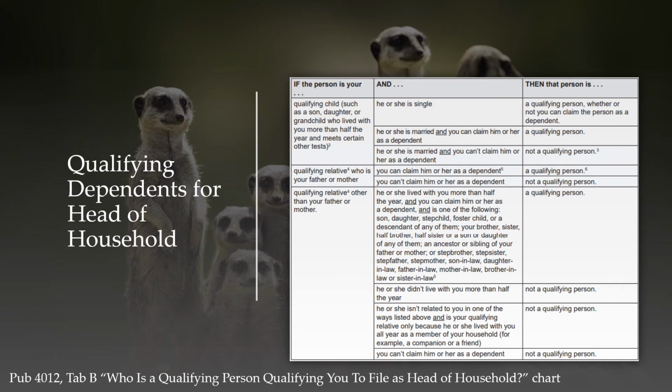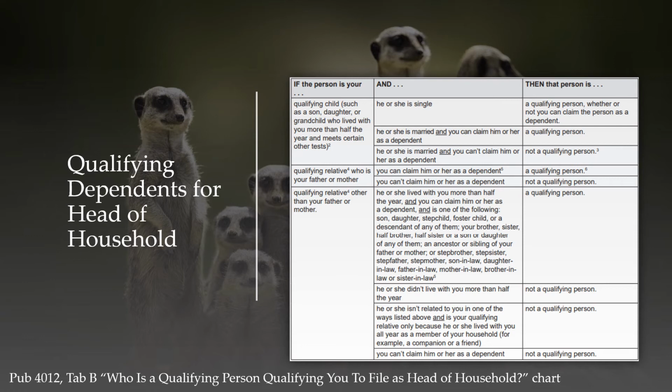So if the person is a qualifying child, which we'll discuss more about that term in our next lesson, it might be a son, a daughter, a grandchild who lived with the taxpayer more than half of the year. If that qualifying child is single, then they are a qualifying person whether or not they are claimed as a dependent on the return. However, if that qualifying child is married, then it matters whether or not the taxpayer claims them as a dependent. If they are claimed as a dependent, they would be a qualifying person. If they are not claimed as a dependent, then they are not a qualifying person and our taxpayer cannot use them to file head of household.